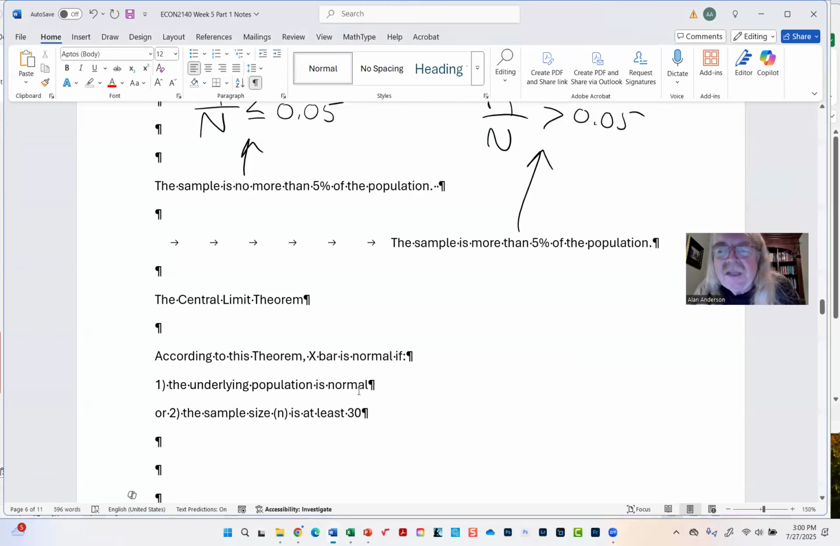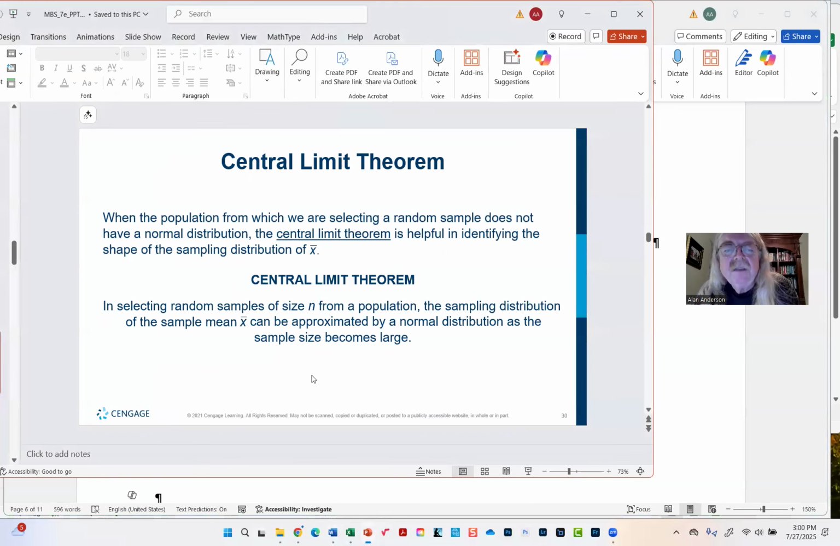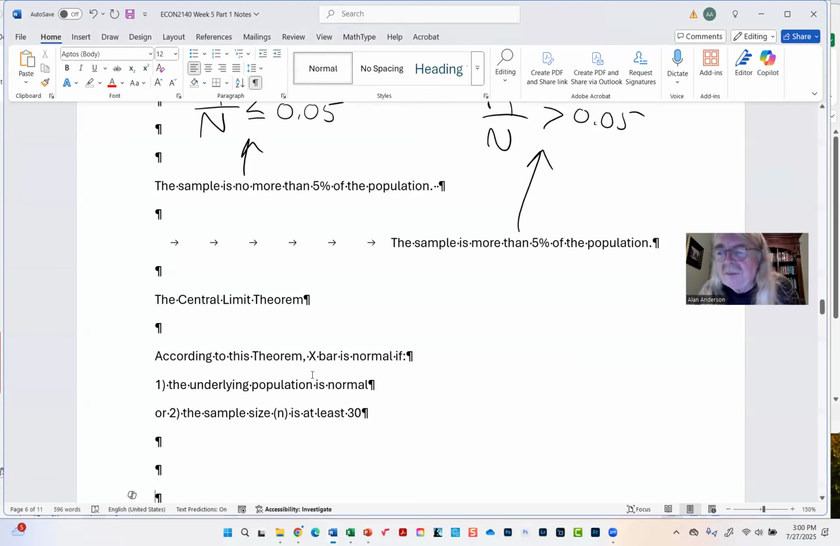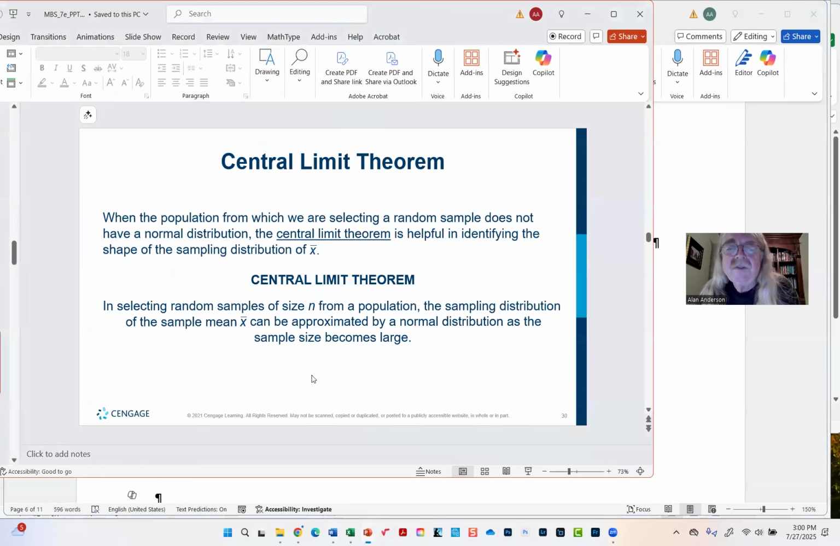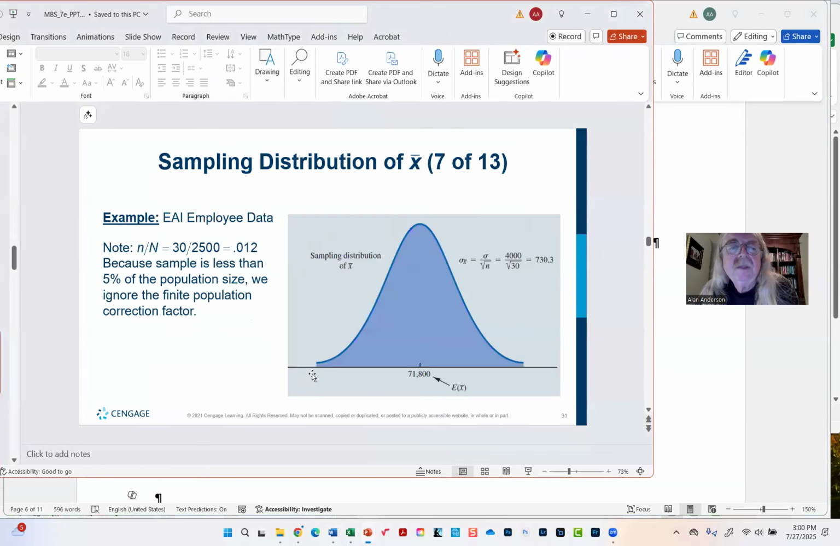Now, if neither one of these is met, we need to do something different, which we will not discuss until the next chapter. But if we're choosing samples from a normal population, or the sample size is at least 30, then we're good. We can use the normal distribution.